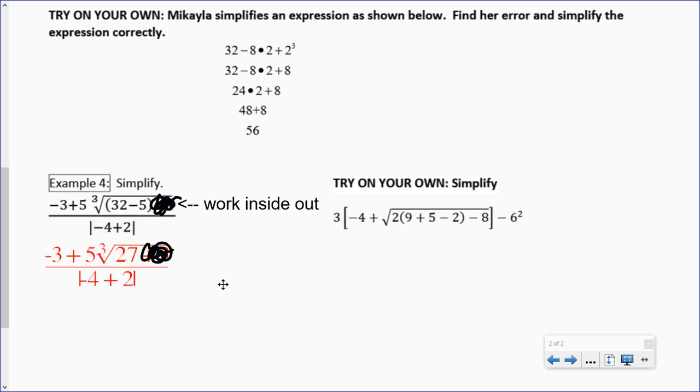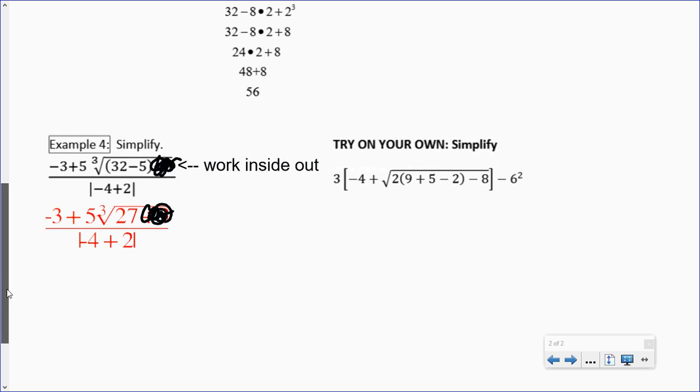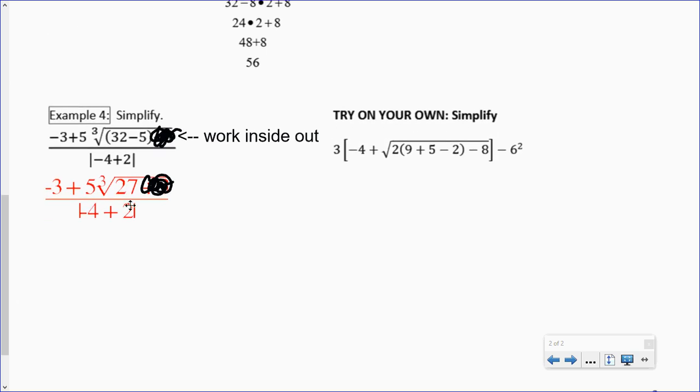Again, scratch that out. So now I have negative 3 plus 5 times the cube root of 27 all over the absolute value of negative 4 plus 2. So now that I have nothing in that root, I'm going to go ahead and simplify that, and just take care of it so I don't have to worry about it anymore. Just finish that whole group. Cube root of 27 is 9. So I've got negative 3 plus 5 times 9 all over that absolute value.